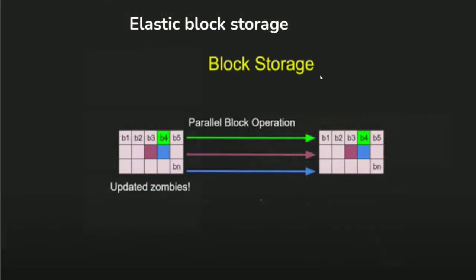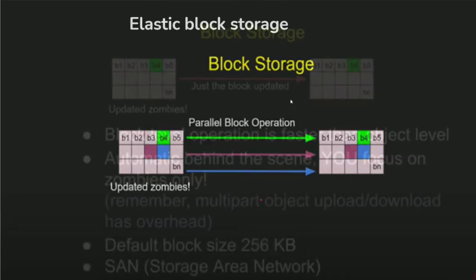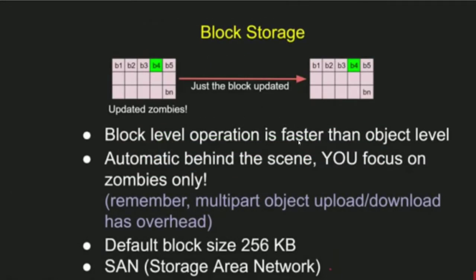Let us see about Elastic Block Storage. Let me give an example. I have a book called Zombia. I want to edit the third and fourth pages of my book, which is not possible in object storage, but it is possible in block storage using parallel block operations. It is much faster because we can edit the particular block we want.